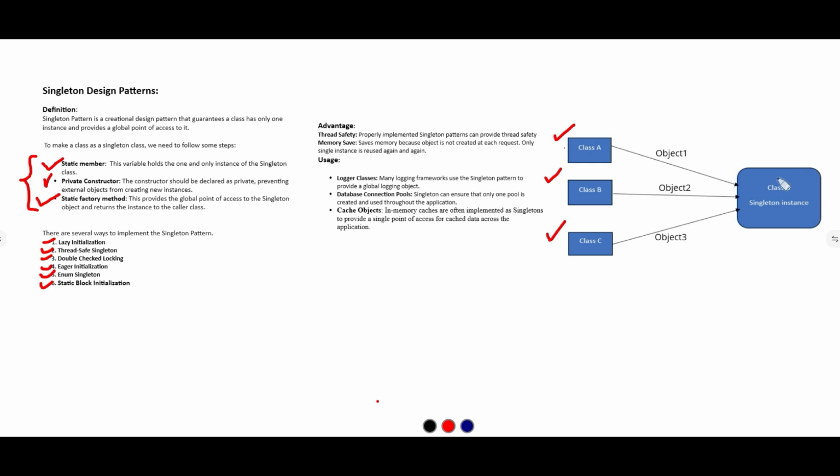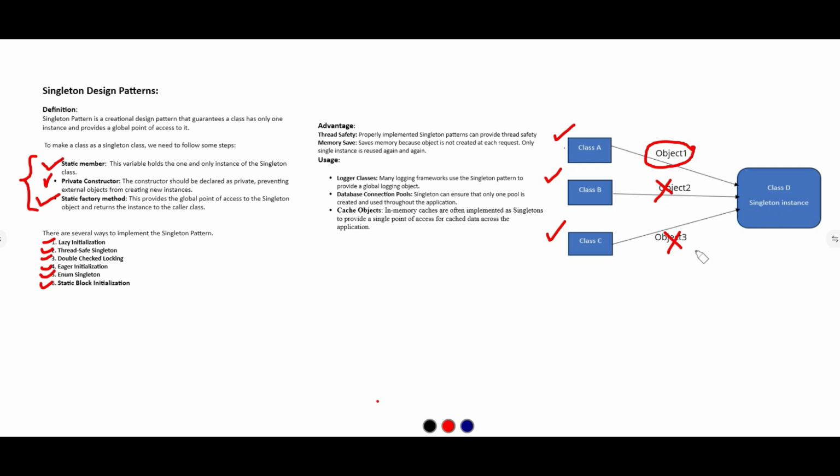But if the class is a singleton class, then only one object is sufficient in our application. We don't need to create object 2 and object 3. So we can save memory for object 2 and object 3. So the first one is the memory save. We can save the memory.